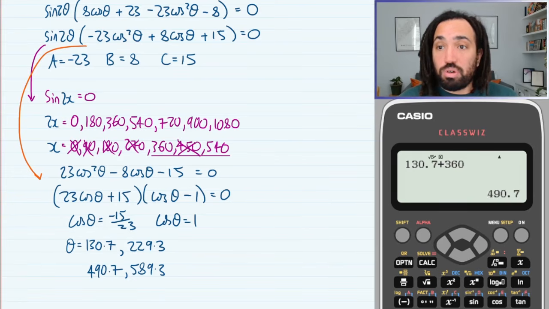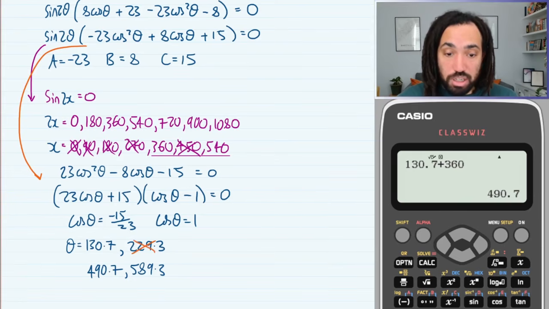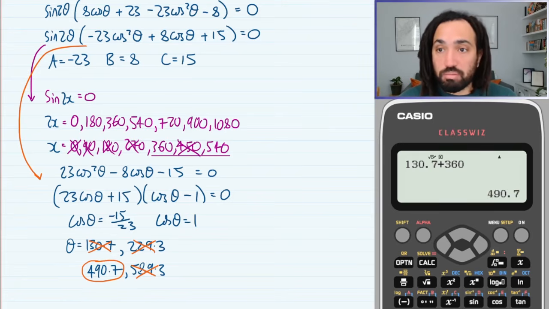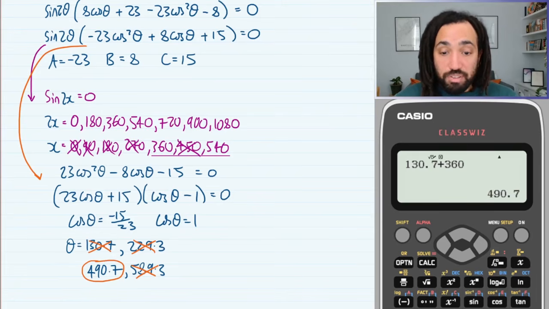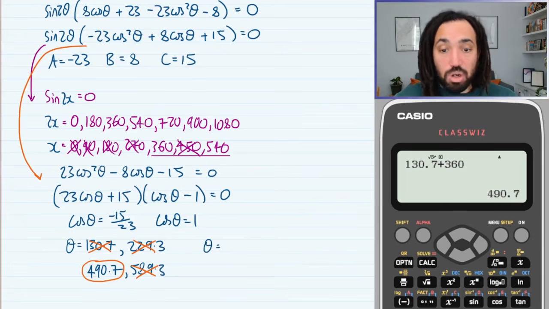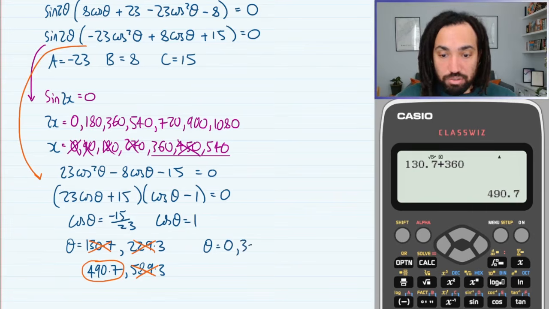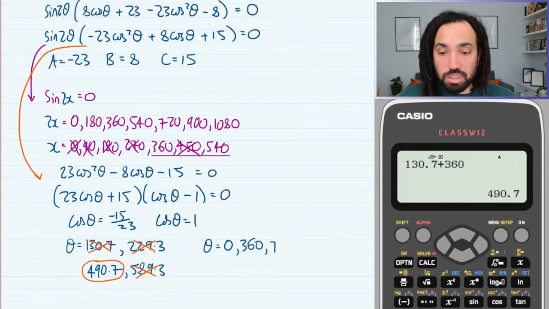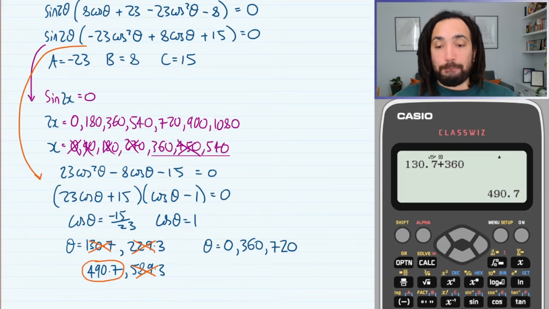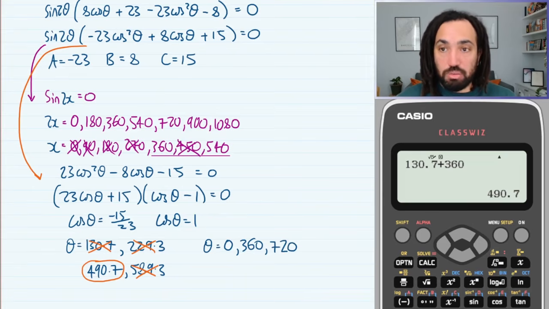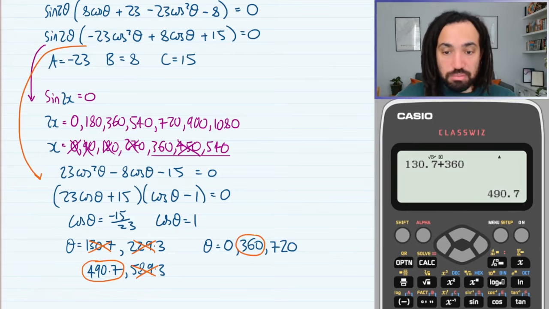So therefore, this one needs to go, this one needs to go, and this one needs to go. So this is the only one in the acceptable range, as stated in the question. And then finally, this solution here, cos of 1 is 0, and 360, just thinking about the graph, and also 720. So the only one that is acceptable is this one, which we've already got over here as well. So these are our acceptable answers.